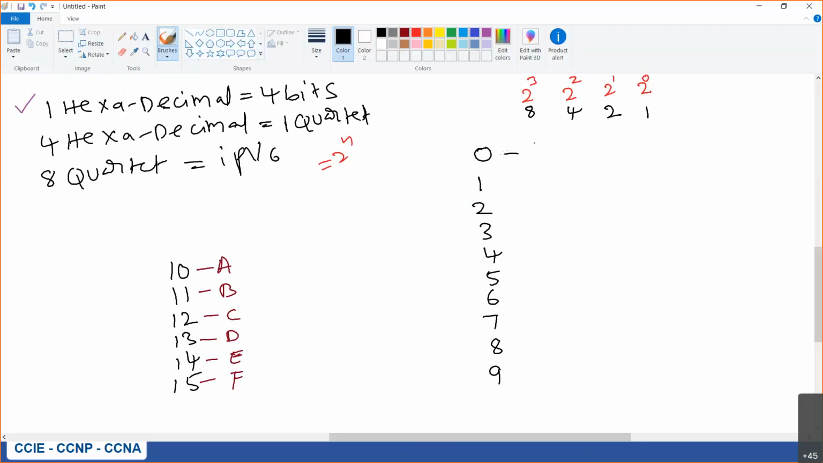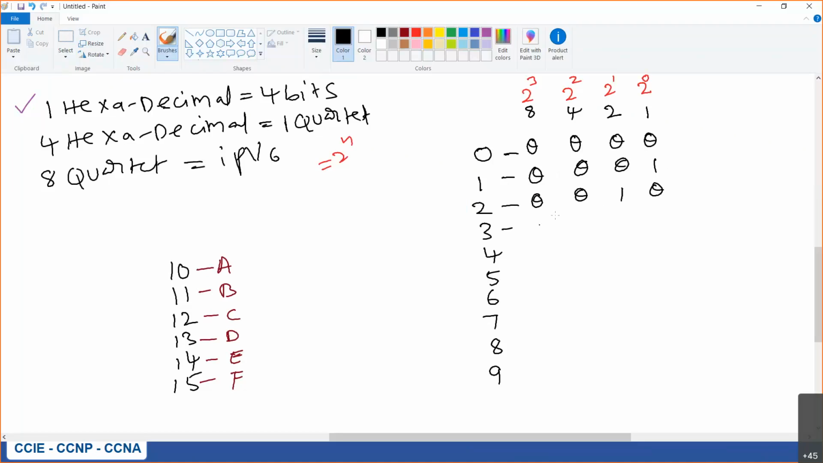How to write 0 in bits? So 8 is off, 4 is off, 2 is off, 1 is off. It's a 0. Okay, now 1 is 0, 0, 0, 1. Okay, now 2 is 0, 0, 1, 0.